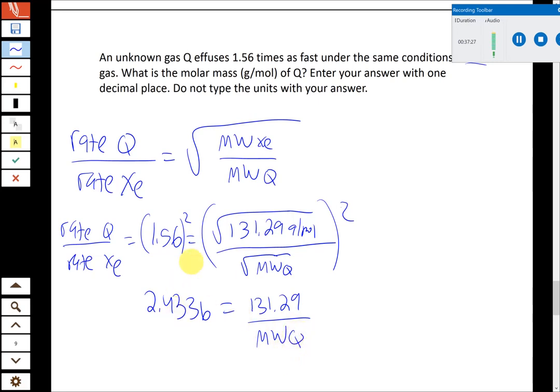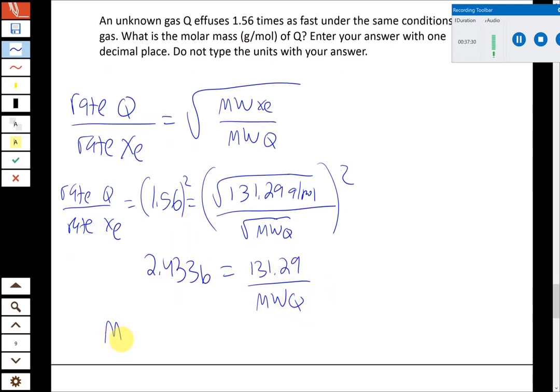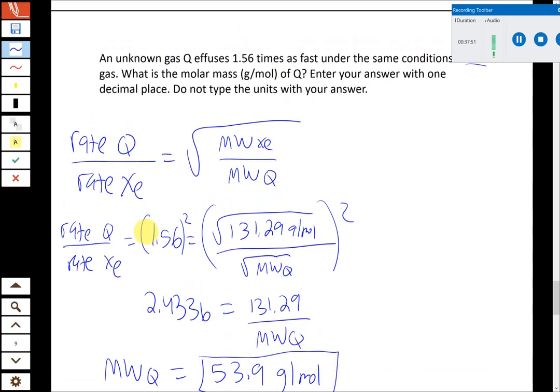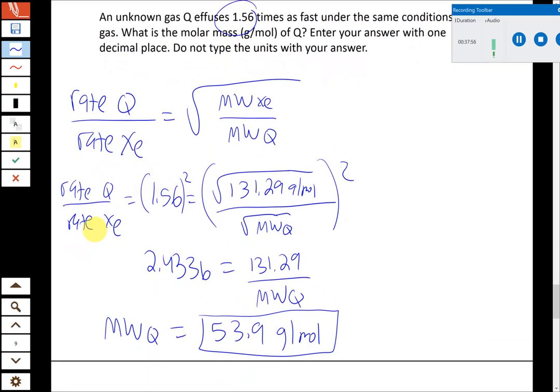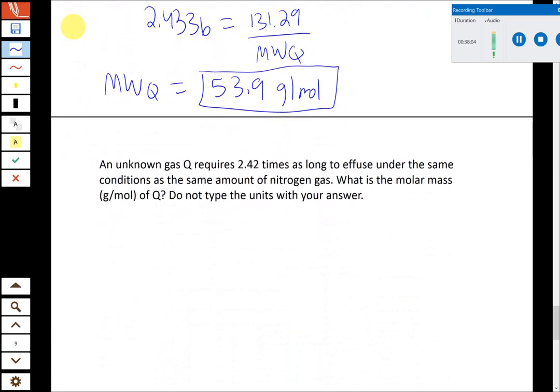And then if we just do some algebra, cross multiply and divide, the molar mass of our unknown Q is going to be 131.29 divided by that 2.4336. So it's going to come out to 53.9 grams per mole, or somewhere in that ballpark. This was a problem that had variable input. So basically this number here, 1.56, could have been any number of possibilities, but this is how we would approach it. So if we're dealing with the rates of effusion or diffusion, it's going to be inversely related to the molar mass.